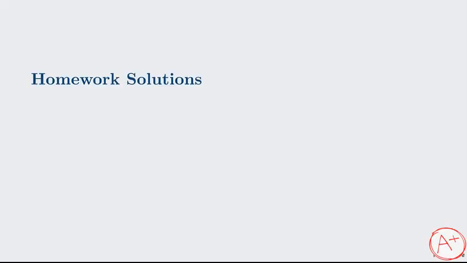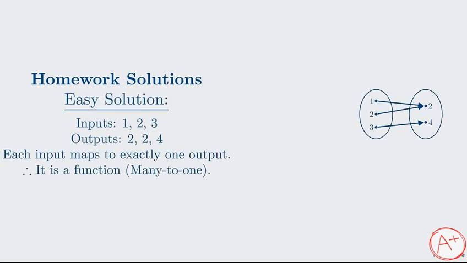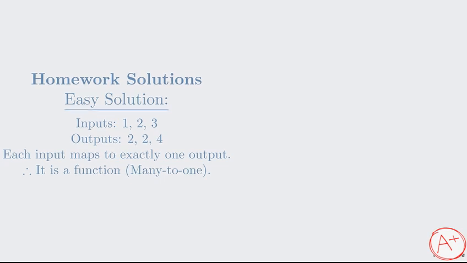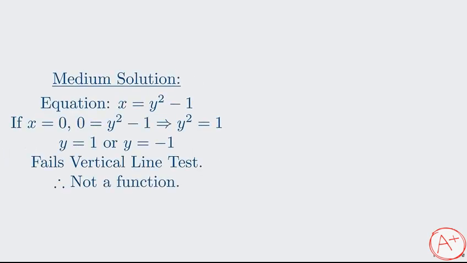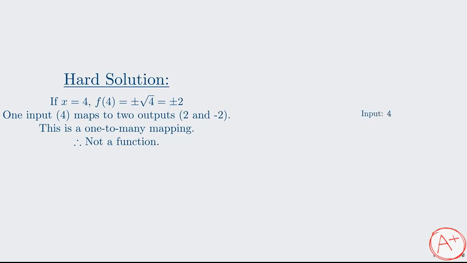Let us go through the solutions to see how you did. For the easy question, each input has only one partner. The fact that 1 and 2 both map to 2 makes it many-to-one, but it is still a function. For the medium question, picking x equals 0 gives 2 y values. Graphically, this is a parabola opening to the right, which fails the vertical line test. In the hard question, because we are told to consider both positive and negative roots, one input like 4 results in 2 different outputs. This is a one-to-many mapping, so it cannot be a function.